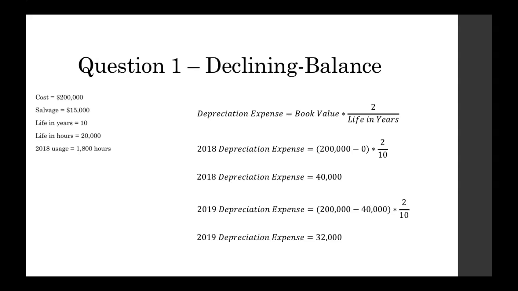So you'll notice your depreciation expense decreased from 2018 to 2019. Under the declining balance method, the first year is going to be the most depreciation that you have. After that, it's going to become less and less and less. So you depreciate heavy at the start.